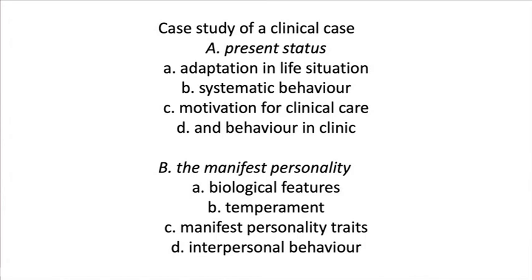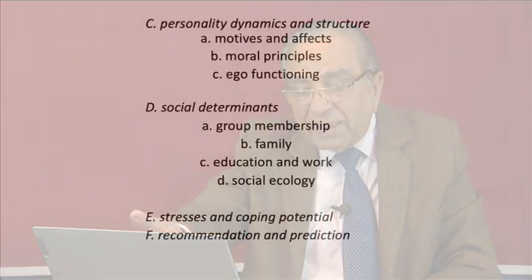Then B, manifest personality, biological features, temperament, manifest personality traits, interpersonal behavior, how he is interacting with others in the society, what is his temperament, what is his personality problem, is he an introvert or an extrovert. Suppose he is a very introvert person, but he has chosen a job as a salesperson, where interaction is very important. So now he is a misfit for the job, that is why the problems have crept in. So, the manifest personality we can study by personality testing.